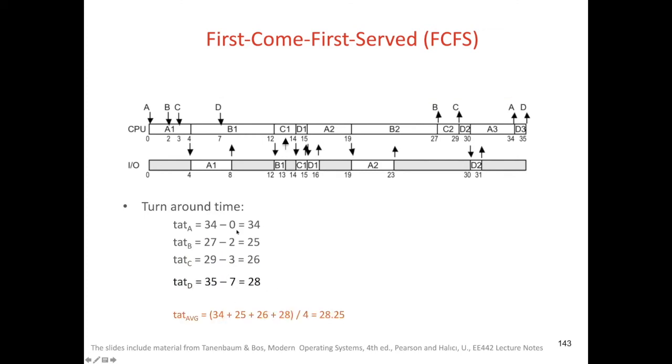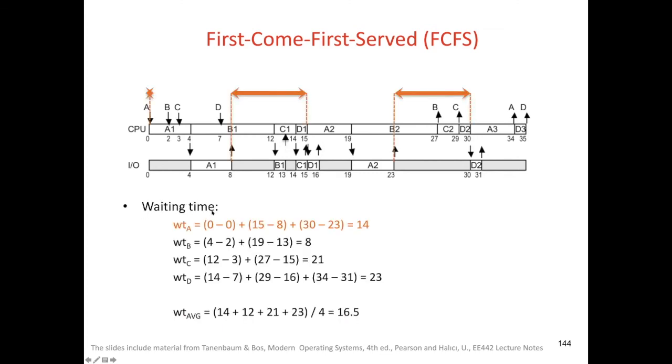For the calculation of the average turnaround time, we sum all these turnaround times and the sum is divided by the number of processes, which is 4. So the average turnaround time is 28.25. For the calculation of the waiting time, we have to consider the time spent in the ready queue.